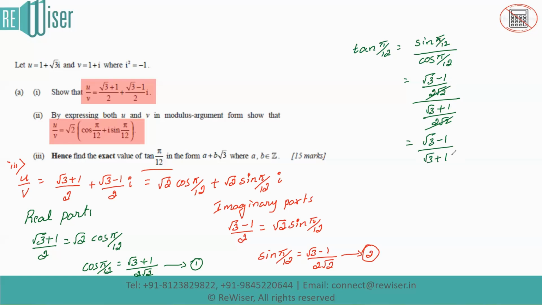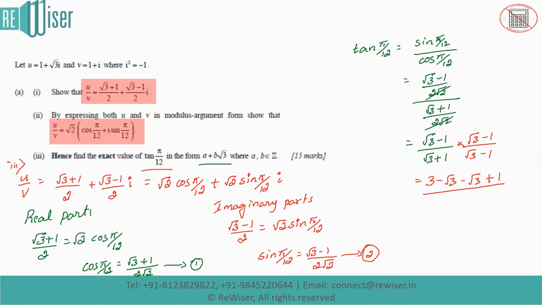But we should not leave our final answer at this point, because we want the final answer in the form of a plus b into root 3. In order to do that, we have to rationalize this, which means we have to multiply by the conjugate of the denominator. So that's going to be square root of 3 minus 1 over square root of 3 minus 1. So in the numerator, when I expand it, square root of 3 times square root of 3 would be just 3. Then square root of 3 times minus 1 would be minus square root of 3. Then minus 1 times this root 3 would be again minus square root of 3. And finally, I'll have positive 1.